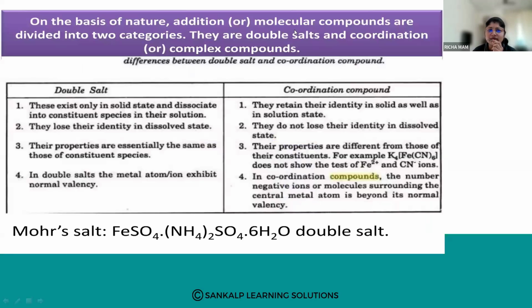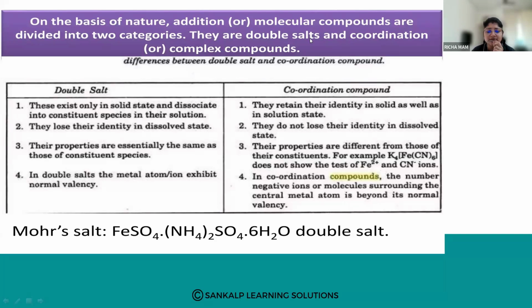Then, based on the nature of these compounds, they are termed addition compounds, right? What are addition compounds? We have discussed all these things. When two or more compounds are mixed in a fixed stoichiometric ratio, they form a new crystalline compound, and these are termed addition compounds.